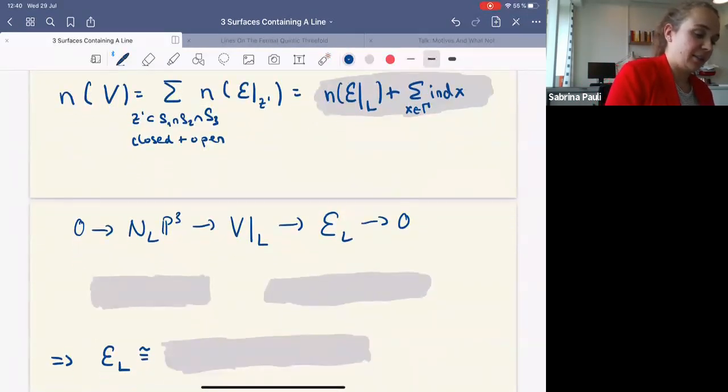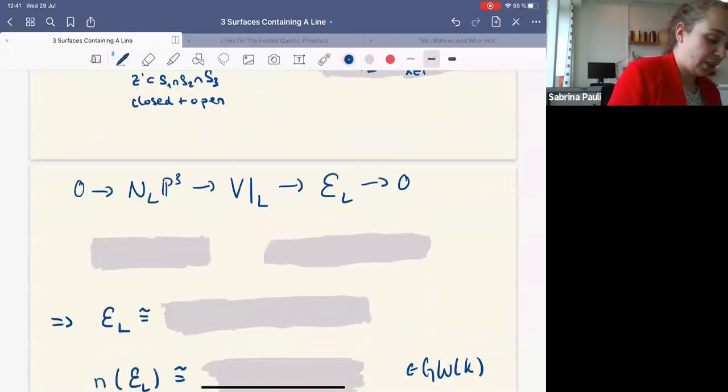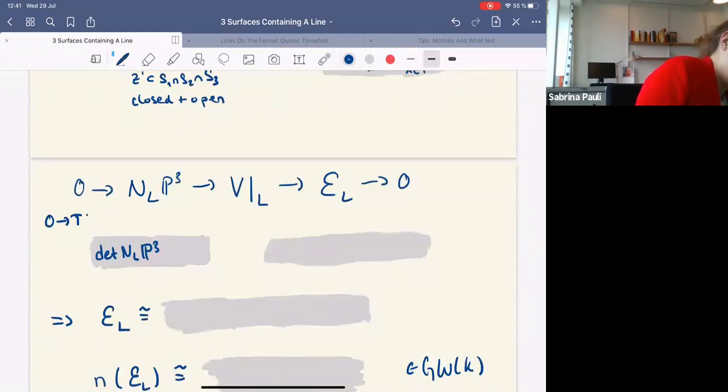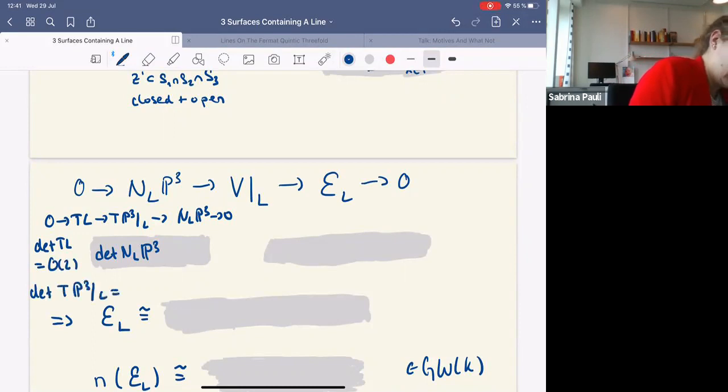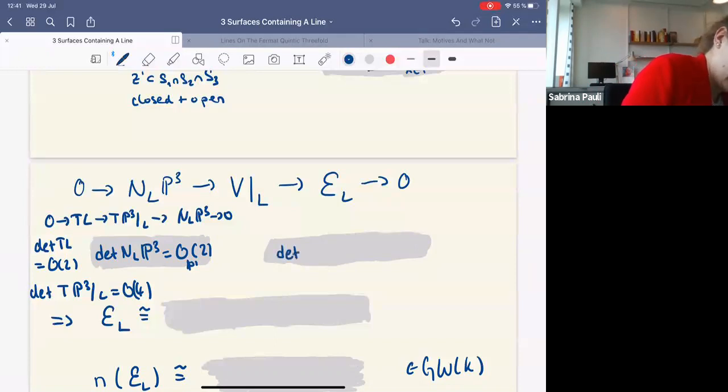I said this excess bundle was the cokernel of the normal bundle of L in P3 inside this vector bundle V restricted to L. So I can compute the determinant of this normal bundle of L in P3 in the following way. I have an exact sequence from the tangent bundle of L to the tangent bundle of P3 restricted to L to the normal bundle of L in P3. I know the determinant of TL is O(2), and the determinant of TP3 restricted to L is O(4). So the determinant of this normal bundle is O(2) over P1, because the line is just P1.